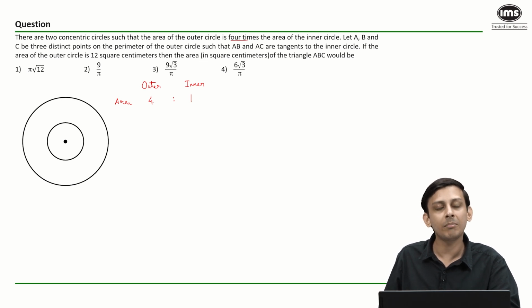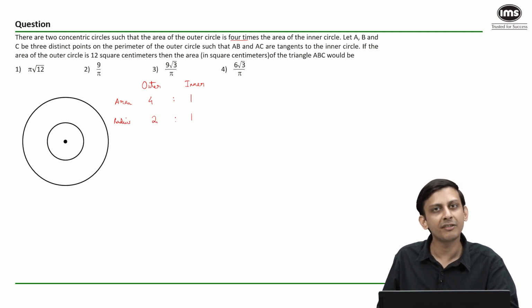So now, area of a circle is pi r square. So it depends upon the value of r square. Here the ratio of the areas is simply the ratio of the square of the radius. So if we want to find the ratio of the radius, we will take the square root of the ratio of the areas. Square root of 4 is 2, square root of 1 is 1. So the ratio of the radius is 2:1.